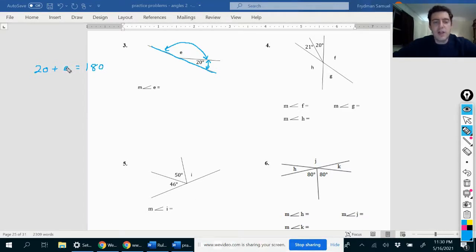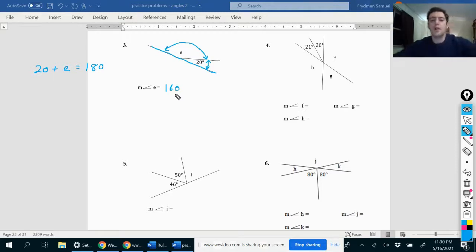How did I figure that out? I figured that out by doing 180 minus 20. We could subtract 20 from both sides, but I'm not going to do that right now. We already did it before. You saw us do examples like that. So I'm just going to put 160 over here.